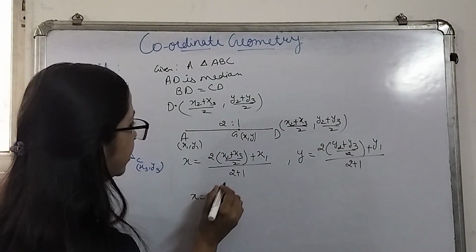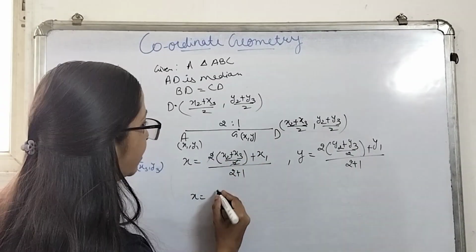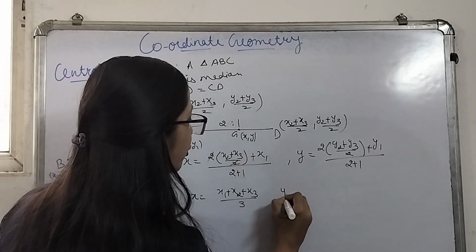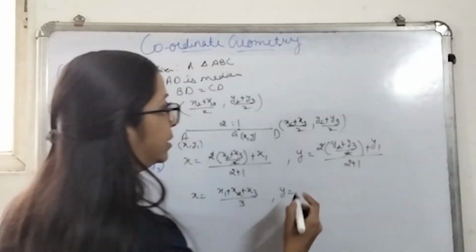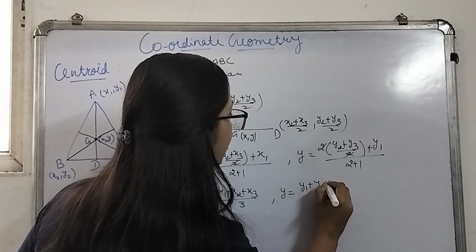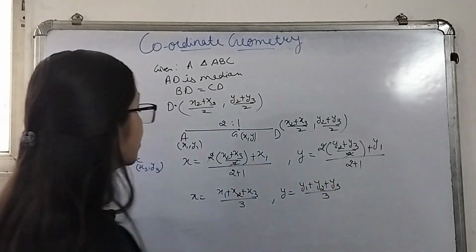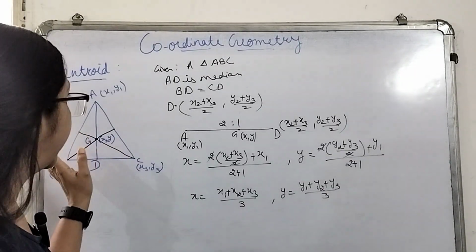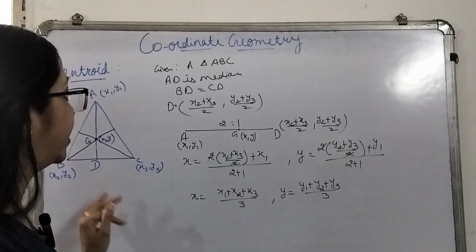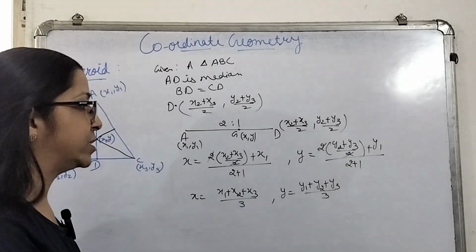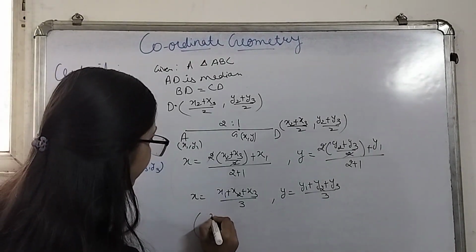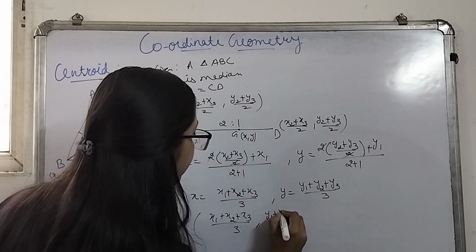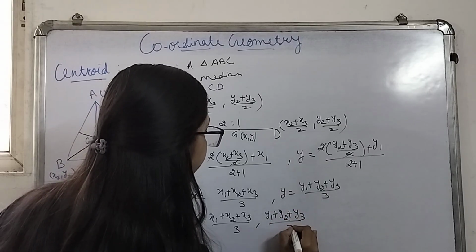Now for x, these 2's are going to cancel. The numerator part will be x1 plus x2 plus x3 by 3, and for y coordinate, again 2's are going to cancel. It will be y1 plus y2 plus y3 by 3. So this is how we can find the centroid of your triangle. If we are having all the three vertices of a triangle, we can find the coordinates of the centroid using this formula. It will be x1 plus x2 plus x3 by 3 and y1 plus y2 plus y3 by 3.